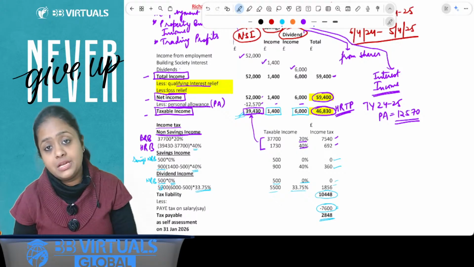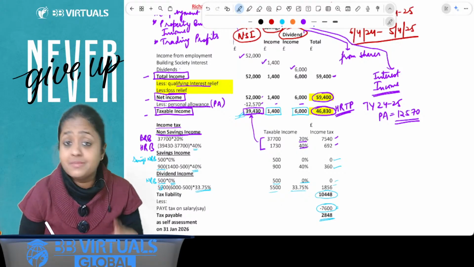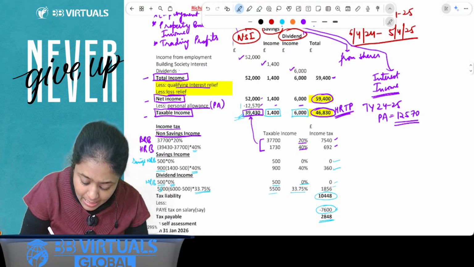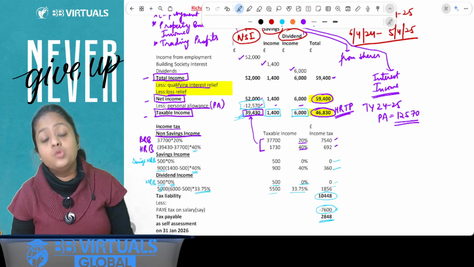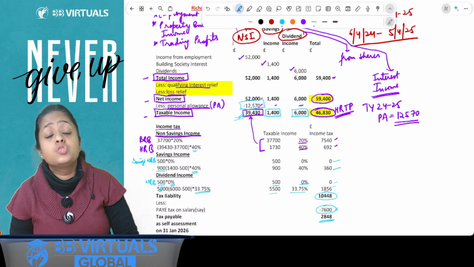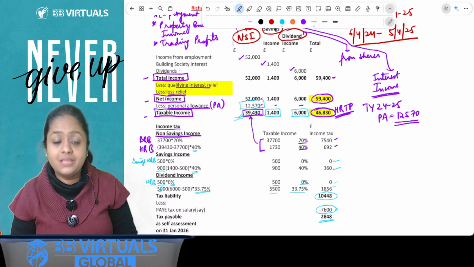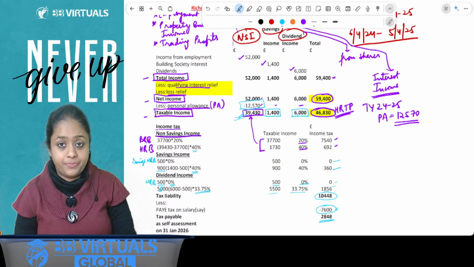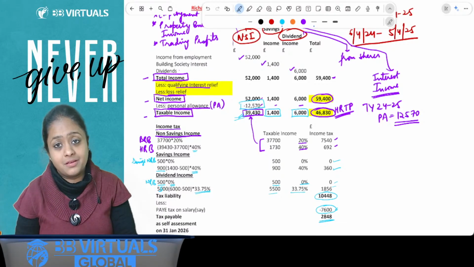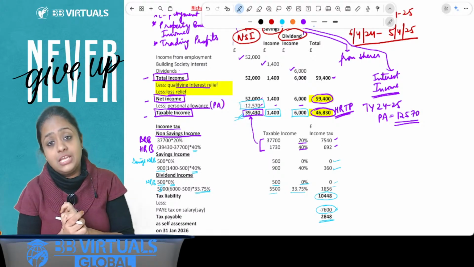The first new portion that I'm taking is that sometimes in some cases your PA amount can be reduced. You will not get the full 12,570. You will get a reduced amount. So how do we calculate that reduced PA? I will explain that here. We call it abatement of PA. Abatement means reduction in PA. When will that reduction take place?